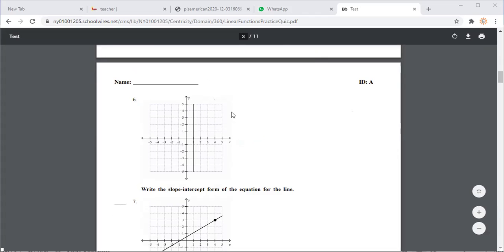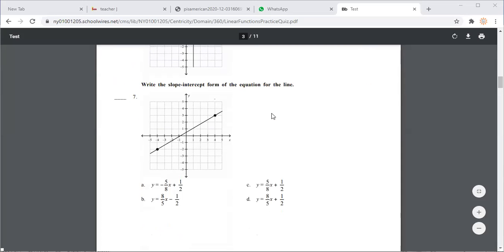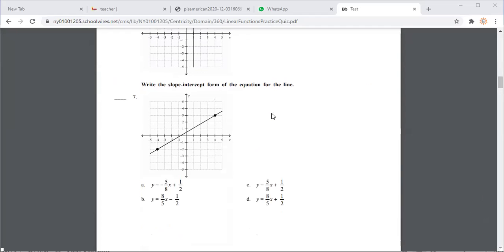The slope for this is undefined. It's parallel with the y-axis, so it will be undefined. Let us move to this question.